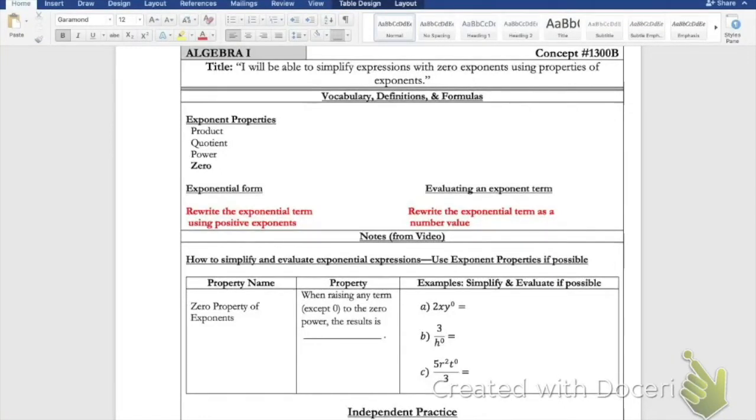Hello, so in 1300B, in this concept, we will be learning how to simplify expressions with zero exponents using properties of exponents.